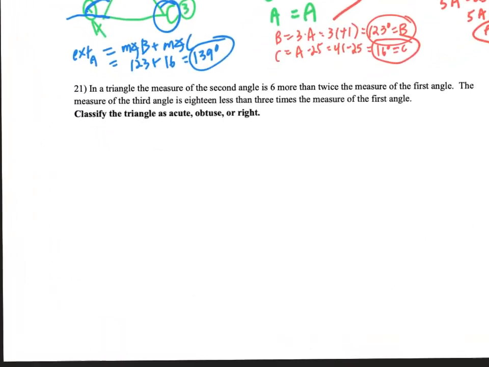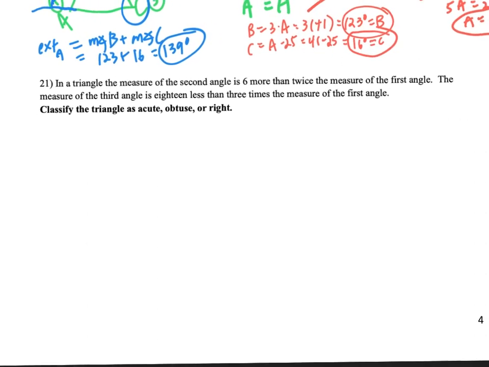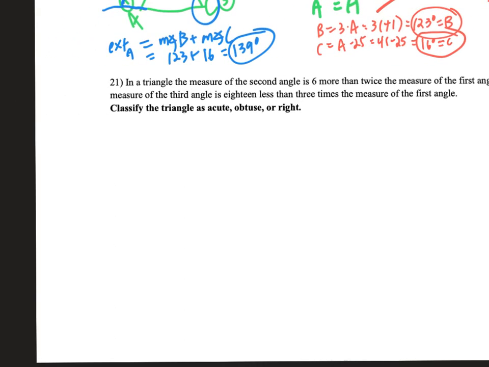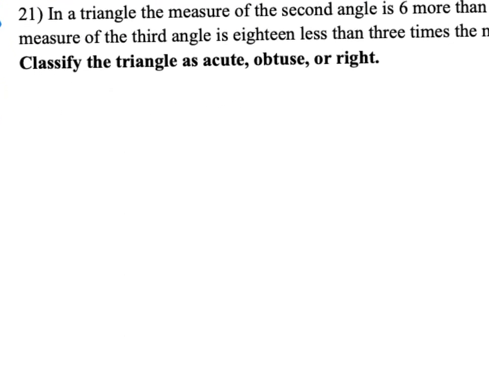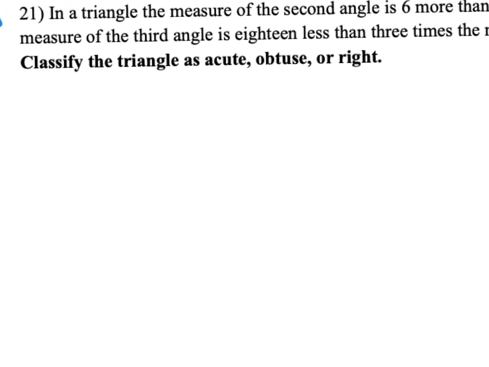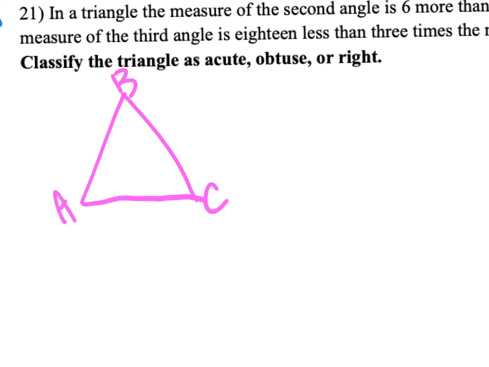Last problem. All right. I see this keyword triangle in it, so I already know this is also going to be a Unit 4 question. So Unit 4. Okay. In a triangle, the measure of the second angle, oh my gosh, second angle, first angle, third angle. I hate this nonsense. I'm going to draw a triangle so I can get my bearings straight and I can actually label these triangle angles. So I have this triangle, right? And I'm just going to call it ABC again because I like those letters.